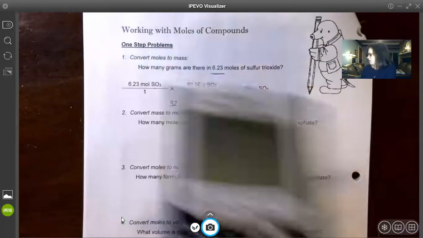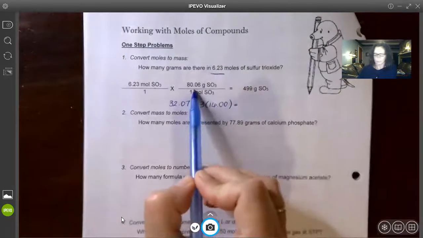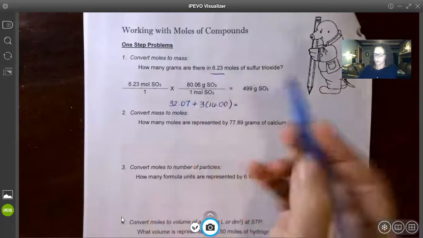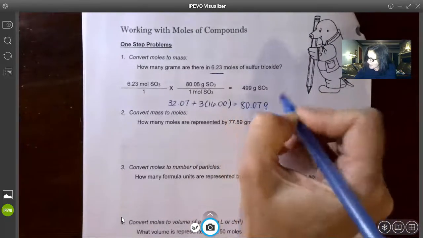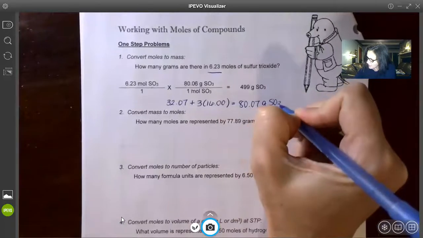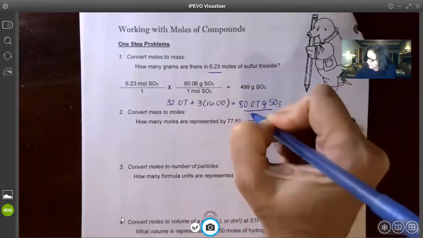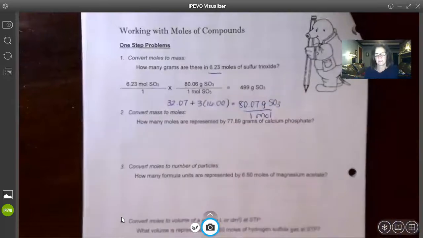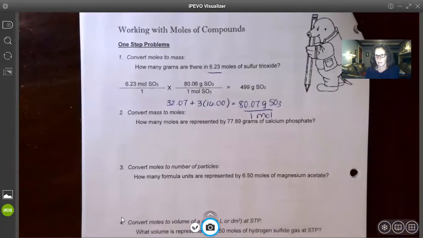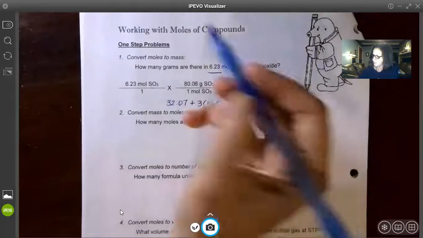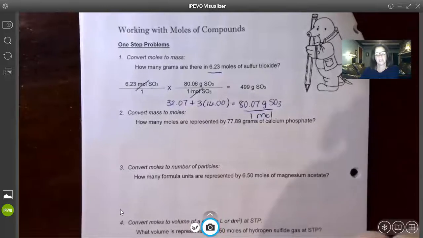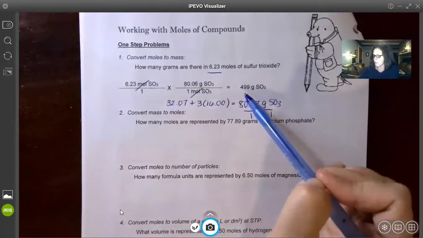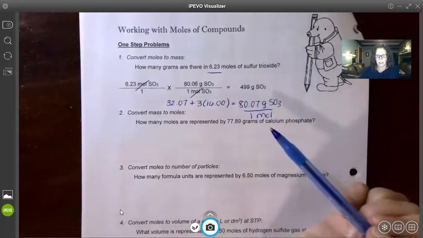And we get 80.07. I think we probably used a slightly different periodic table for that, but in any case, we're close enough. So 80.07 grams of SO3 in 1 mole of SO3. Just like we used atomic masses with elements, we're using molecular masses with compounds. Our moles cancel, and we get our answer in grams. And like any math problem that we do, we're going to round to the correct number of sig figs in our answer.